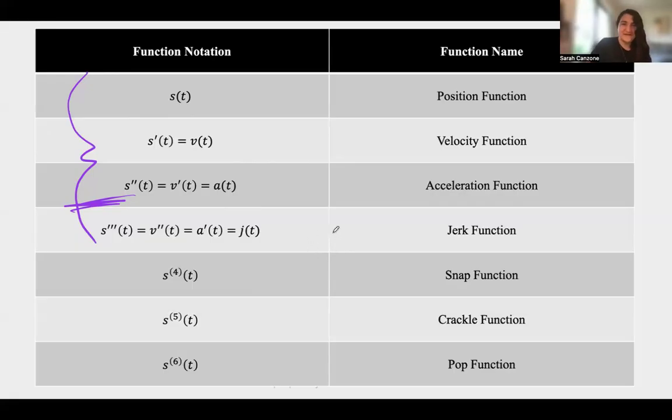Mathematicians just like to have fun sometimes. I don't fully know the story behind the jerk function. This is the third derivative of the position function, which is the derivative of acceleration. It's called jerk. Don't ask me why, I don't actually know. And yes, believe it or not, the fourth, fifth, and sixth derivatives of a position function are actually called snap, crackle, and pop. Mathematicians need to have fun somehow, and apparently this is how.